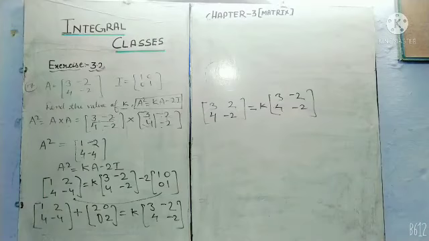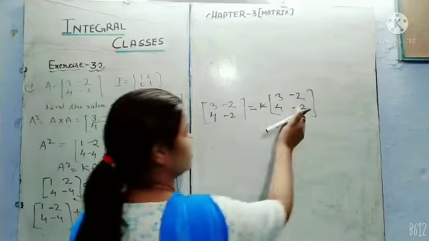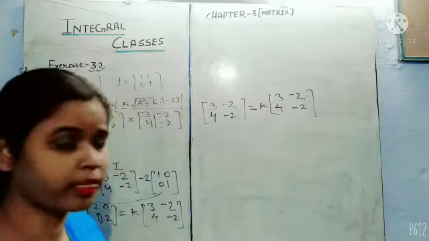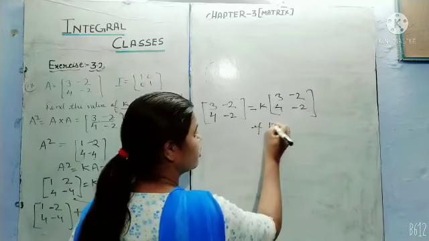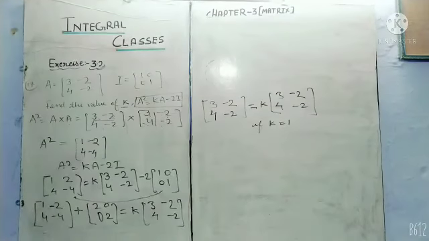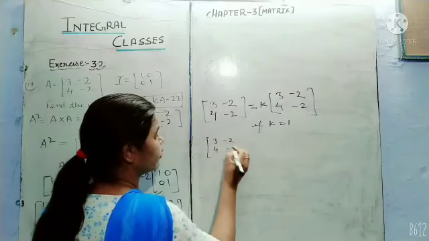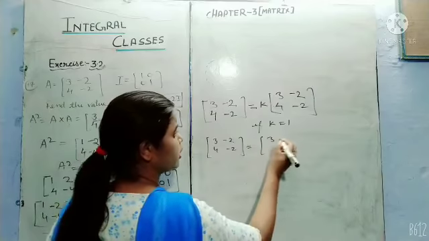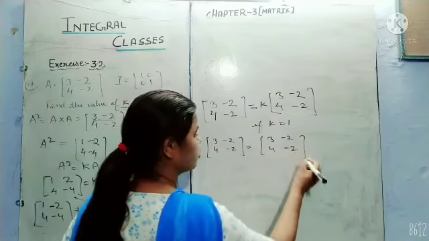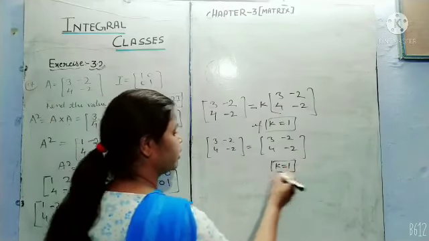Here it is 1 minus 2 plus 0. Sorry, here it is minus 2. So here is also minus 2. Now as you observe here, these two matrices are equal. So student, if we put k equal to 1, which is a scalar, then we will get both sides equal. So 3, 2, 4, minus 2 equal to 3, 2, 4, minus 2. So what is the value of k? We get k equal to 1 here.